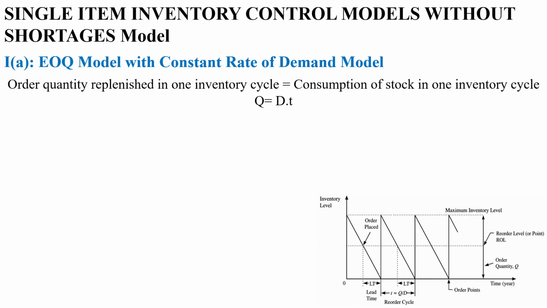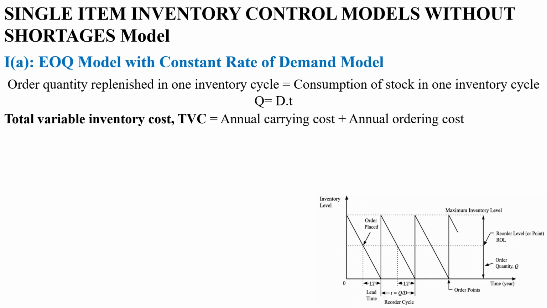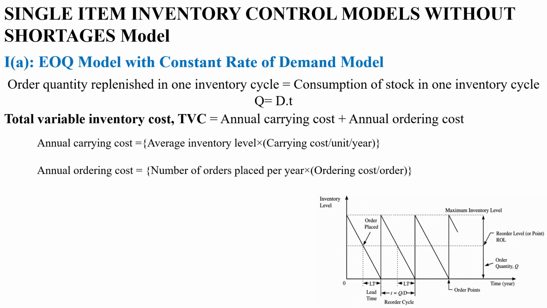Order quantity replenished in one inventory cycle equal to the consumption of stock in one inventory cycle, which is Q equal to D into t, where small t is the cycle time. Next, the total variable inventory cost, TVC equal to annual carrying cost plus annual ordering cost. Annual carrying cost equal to the average inventory level into carrying cost per unit per year. Annual ordering cost equal to number of orders placed per year into ordering cost per order.